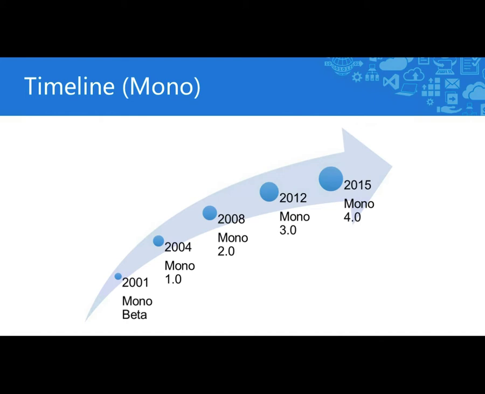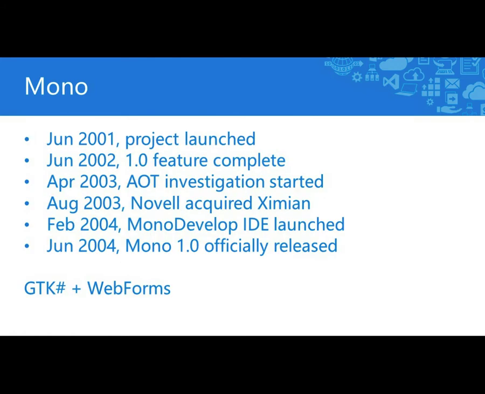So that's the timeline for Mono. It starts in 2001, and in 2004 it reached 1.0, and in the following year it keeps growing. The 1.0 release of Mono already contains an IDE called MonoDevelop, and it also has some special runtime technology called AOT.